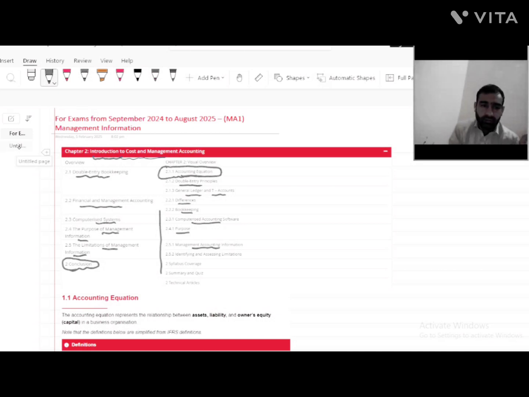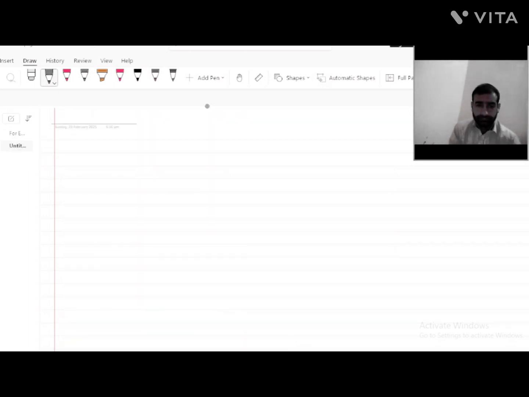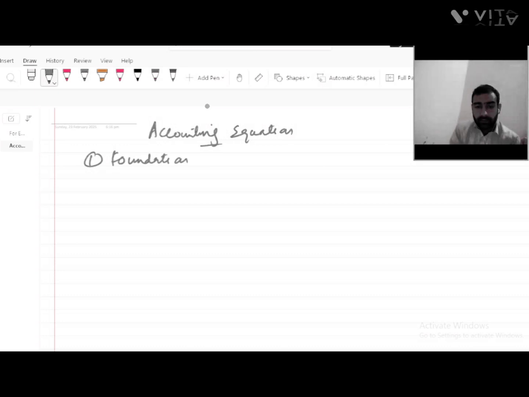I want to explain this before we read what is actually in the paper, or you may say in the SCCS rehab. Okay, so the first thing is the accounting equation, which is the foundation of accounting. This is actually the foundation of accounting.